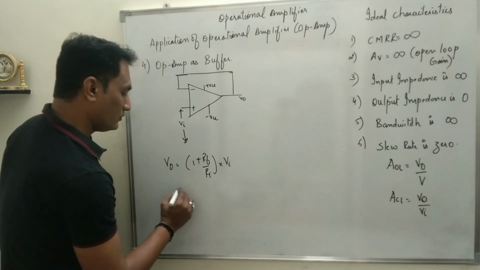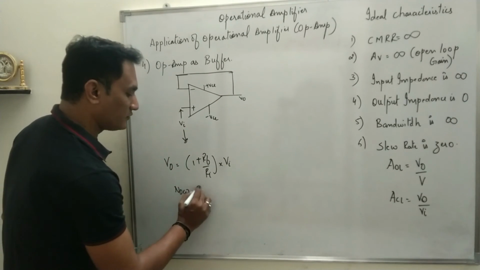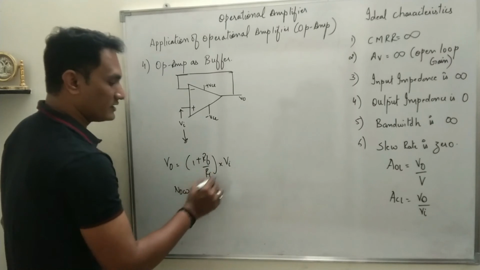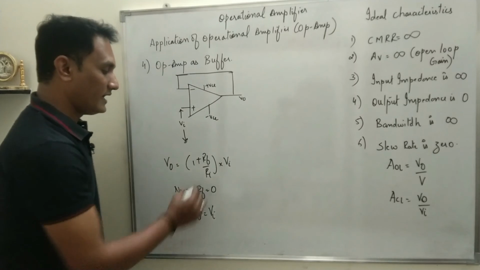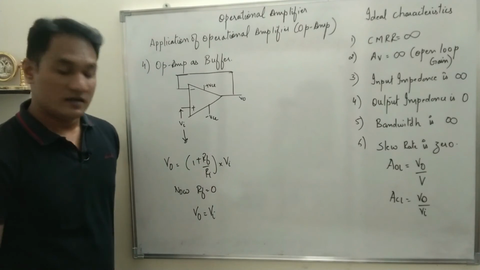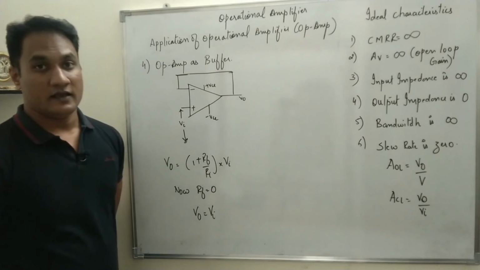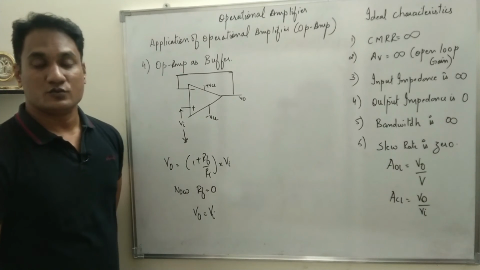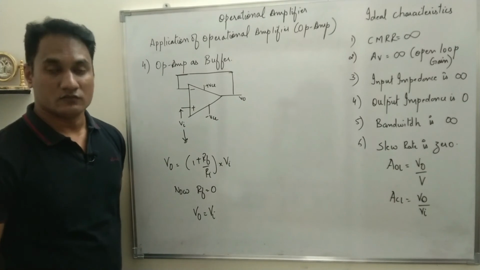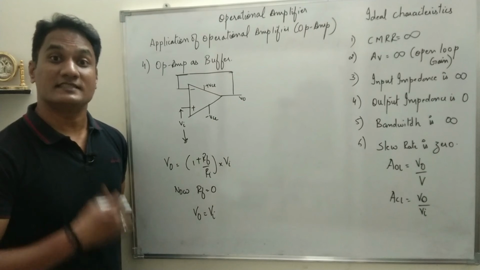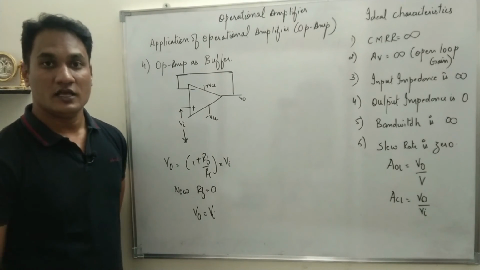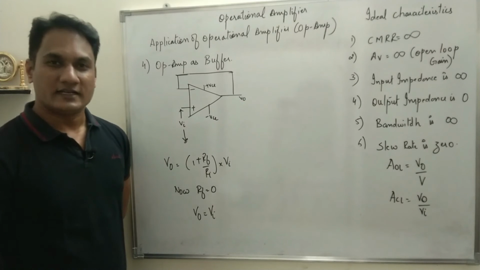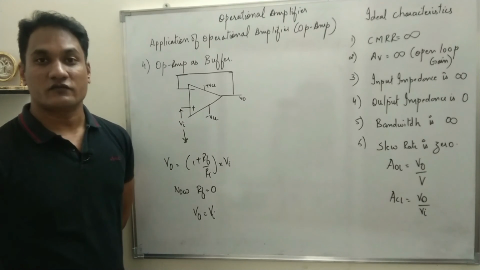So now what we have done is we have made RF equal to 0. In this equation, if RF is equal to 0, this value becomes 1 and V0 is equal to VI. That means whatever input voltage we give, we will get the same output with the same sign also. There will be no change in the sign. But if that is the case, what is the importance of this circuit?